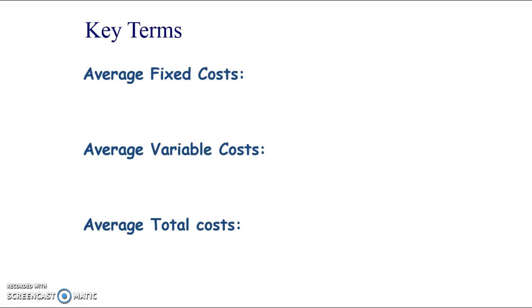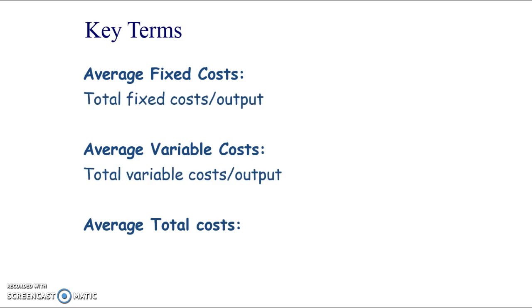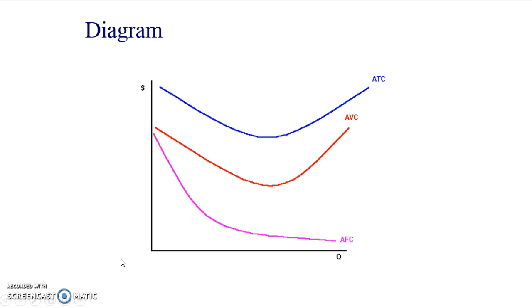So average fixed costs would just be your total fixed cost divided by output, average variable cost, total variable cost divided by output, and average total cost would just be total cost divided by output. So really, really simple. These are more definitions for the second year. It's more this one that you need to know, this average total cost for the specification.